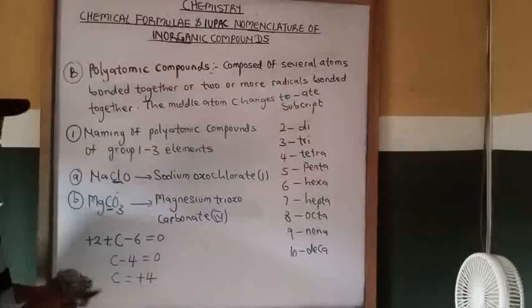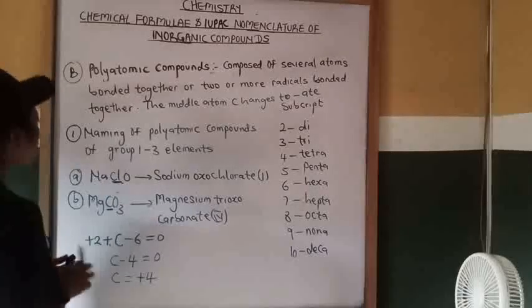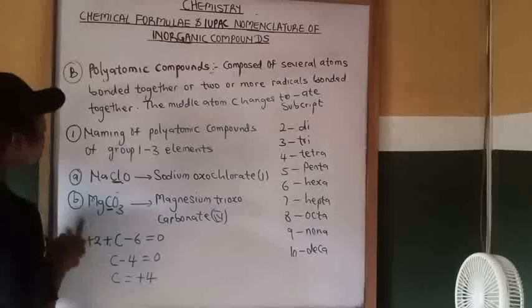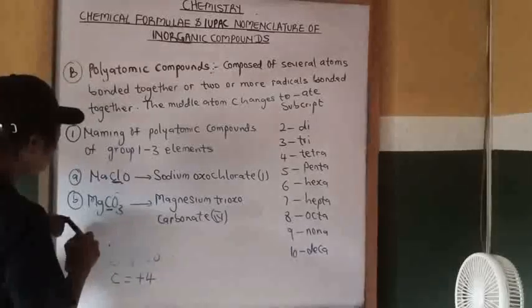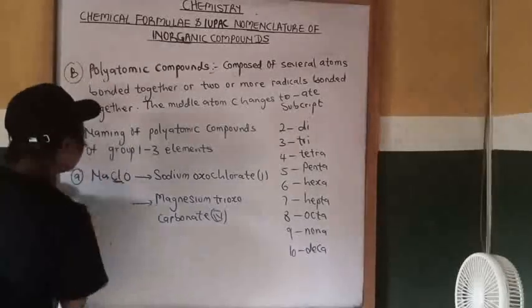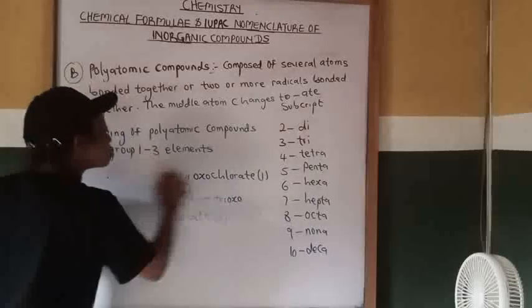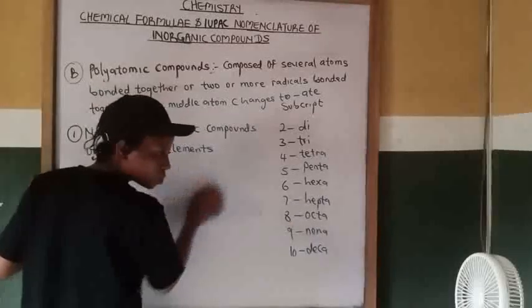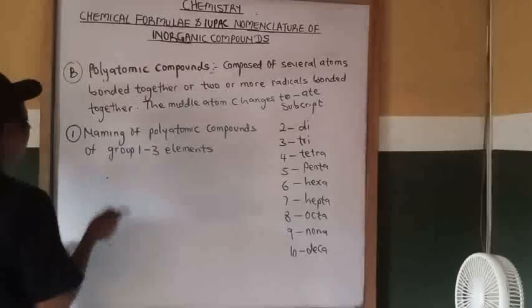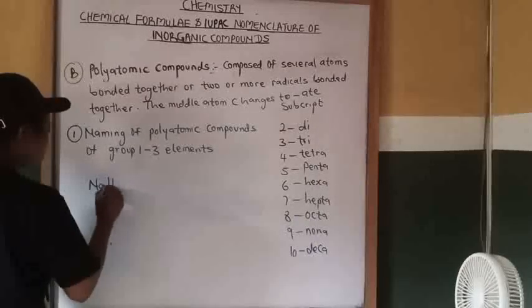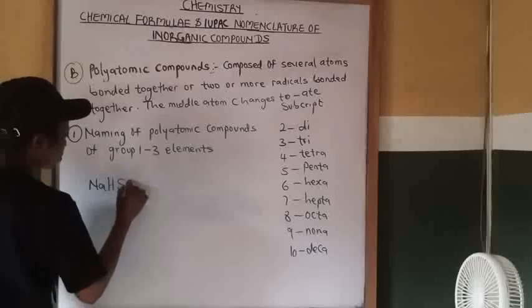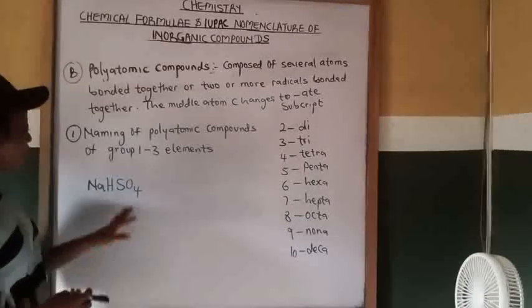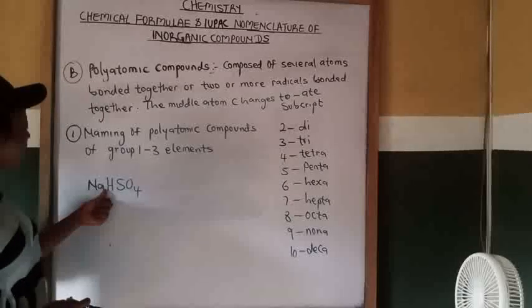Magnesium trioxocarbonate 4. That is the name of that compound. So let's take one more example before we move to naming of polyatomic compounds of transition elements. Let's name NaHSO4. Then sodium is what?